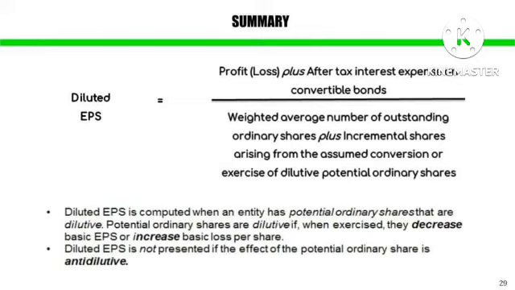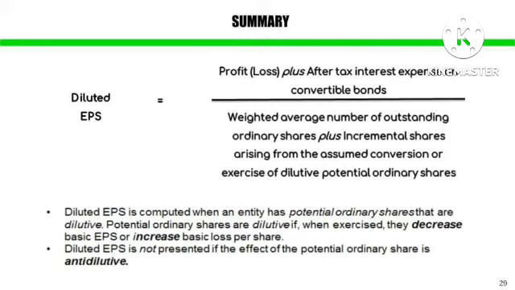The last part of this video is the summary of Chapter 35, Diluted Earnings per Share for Multiple Potential Ordinary Shares. The formula for diluted earnings per share is profit or loss plus after-tax interest expense on convertible bonds divided by the weighted average number of outstanding ordinary shares plus incremental shares arising from the assumed conversion or exercise of dilutive potential ordinary shares.